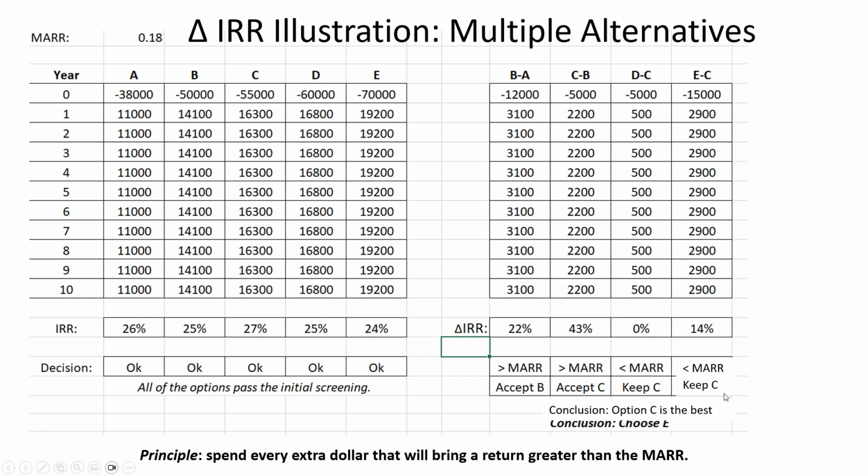So the final answer here is option C is the best, because it was the one that won the final matchup of E versus C. The rate of return was just 14%. So if it's only 14%, then option C is the best, because that was too low, below 18%.